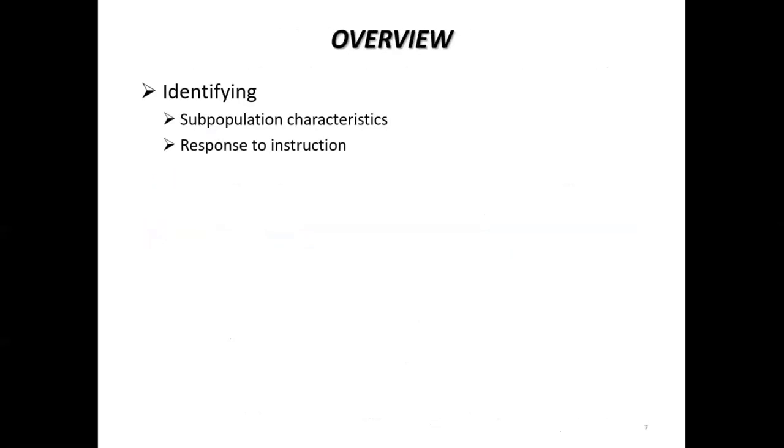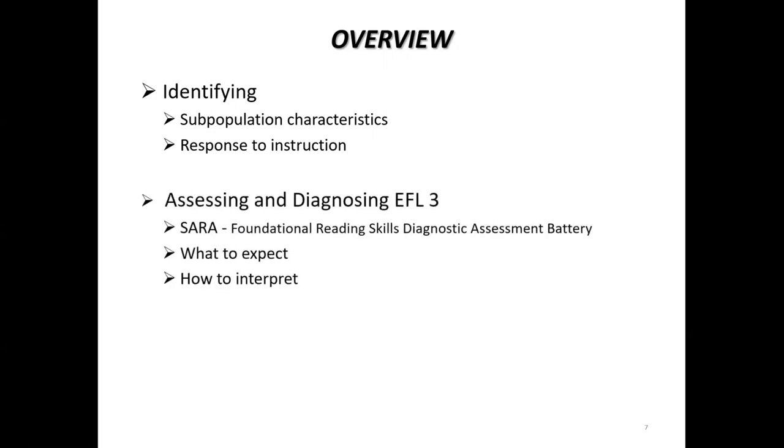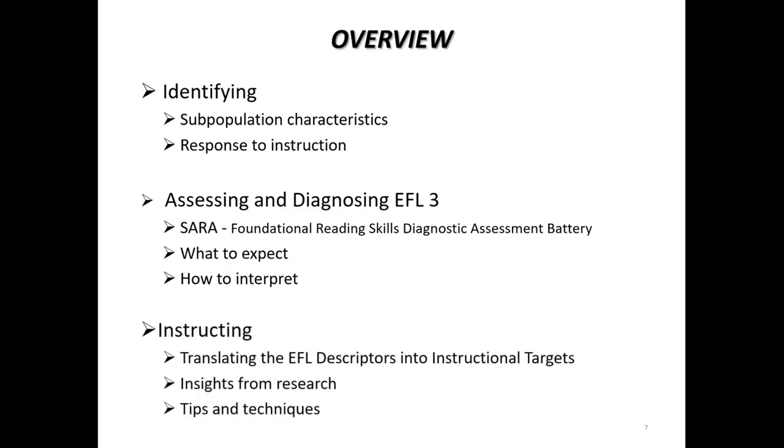So I'm going to go through this in a very similar structure to the previous webinar, since we did receive positive feedback for the way we approached that. We'll start with a section about identifying different subpopulations and what you might expect in terms of how they respond to instruction. We'll then do the assessing part, using the SARA Foundational Reading Skills Diagnostic Assessment Battery, which you can sign up to use later, as the organizing principle. And we'll talk a little bit about what you can expect there. I'll spend most of my time on the instructing part, that is translating the educational function level descriptors into instructional targets, and I'll mix in insights from research and some tips and techniques.